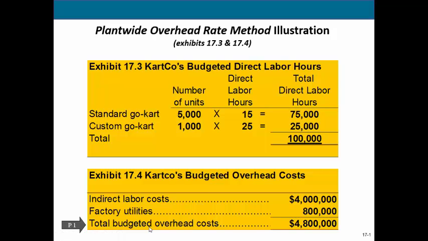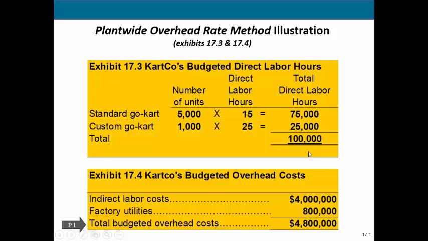So when we're calculating a predetermined overhead rate, this is going to be our numerator. Then, in our denominator, we need our cost driver, and this is what helps drive our allocation. We're told that in this case, our driver is going to be our labor hours. So we have to have the estimated or the budgeted labor hours in total. So in this example, we make two different products, standard and custom go-karts. We've got the number of units that we make and the various labor hours, multiply those, and we've got our total direct labor hours for each unit.